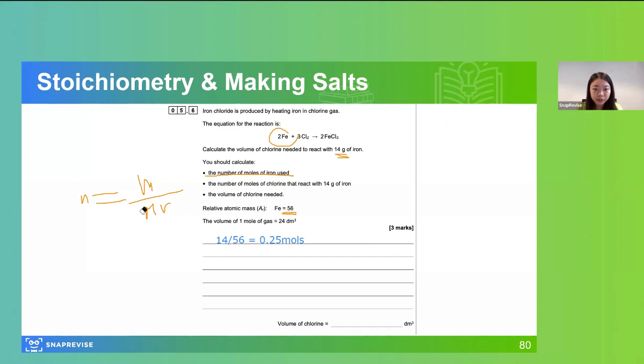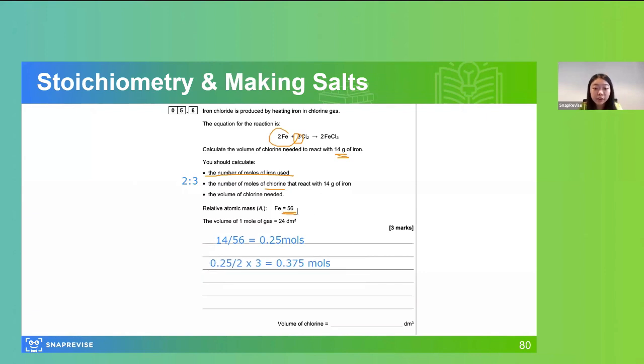The second step is asking you to figure out the number of moles of chlorine that react with the 14 grams of iron. Because we need to figure out the moles of chlorine, we need to look at the number in front here, the 3 and the 2. The mole to mole ratio here is 2 to 3. So I need to figure out the moles by dividing or multiplying. So 0.25 divided by 2 times 3 is going to give you 0.375 moles. That will be the moles of chlorine.